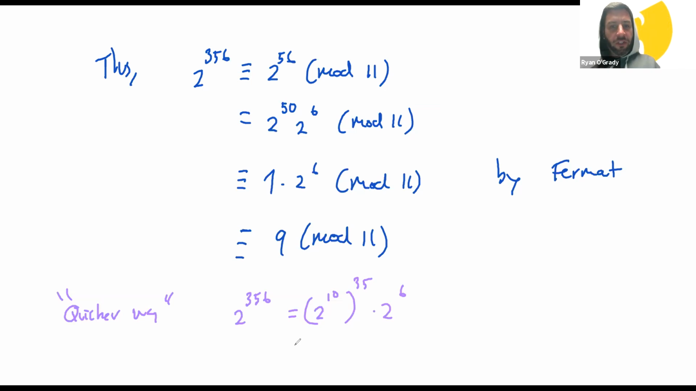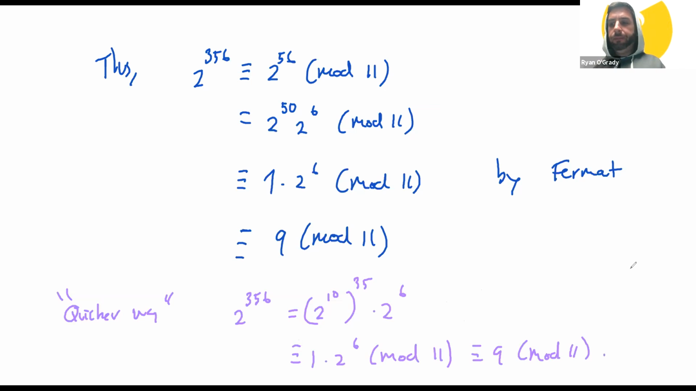So of course, this is just congruent to 1 times 2 to the 6th mod 11, which as we just said is congruent to 9 mod 11. So I only used Fermat once here. It's all about recognizing how to break up the power. I wanted to break it up into a power that is 1 less than the modulus that I was interested in.